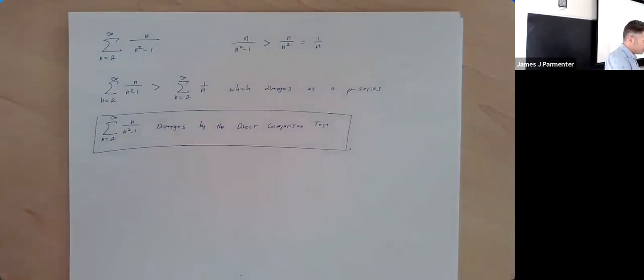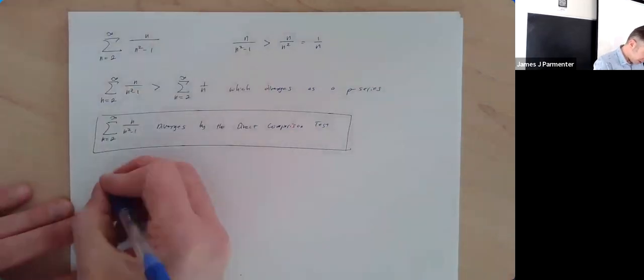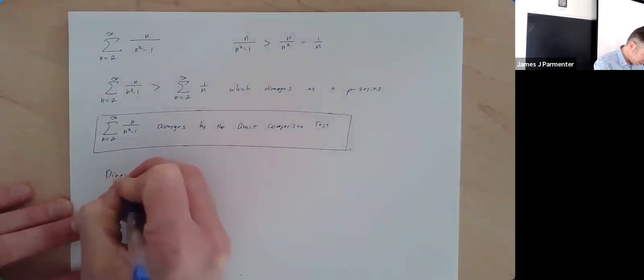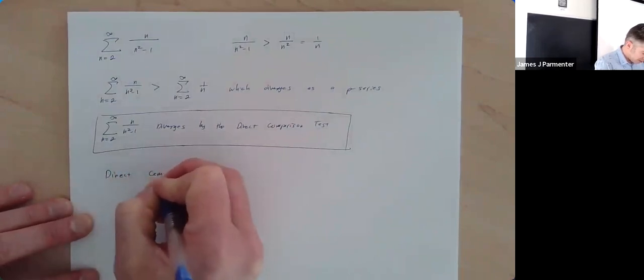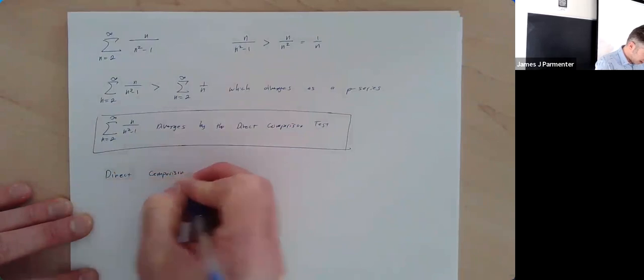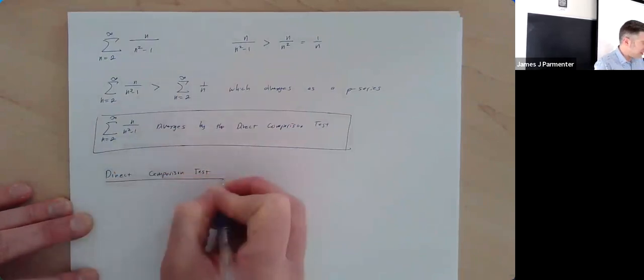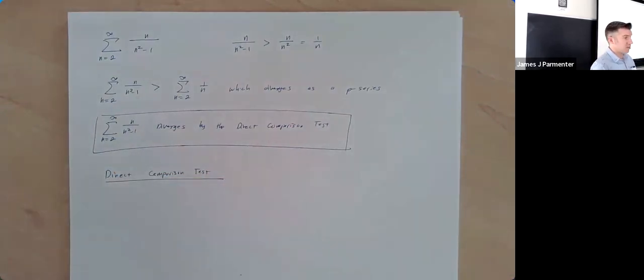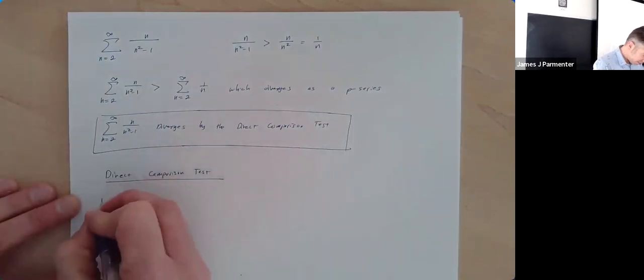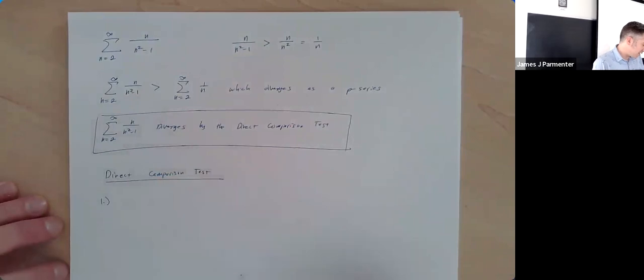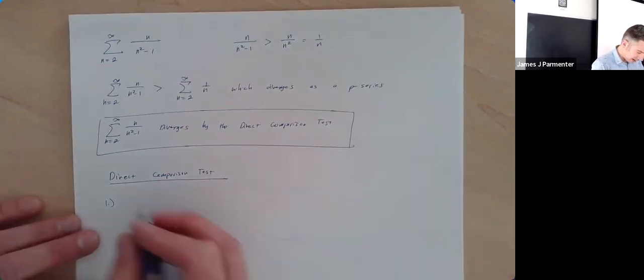So let's write it down. So here's the direct comparison test. But really, you should just remember the words I said, right? If something diverges and we're bigger than that, we also diverge. If something converges and we're smaller than that, we also converge. It's written slightly differently in his notes, but it's fine.